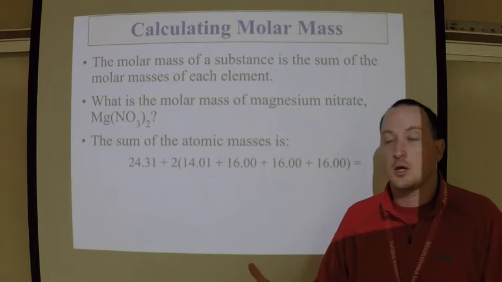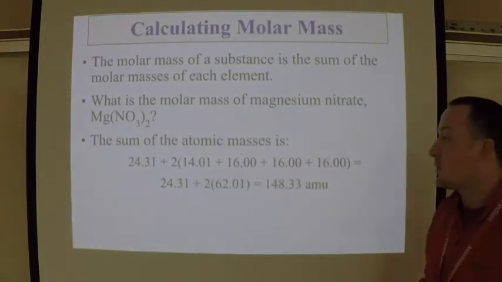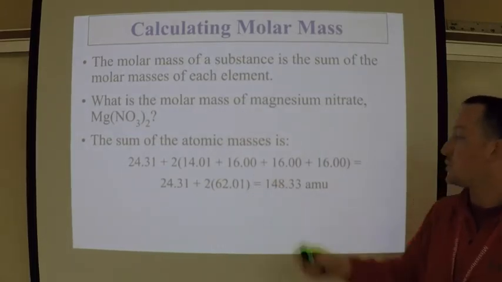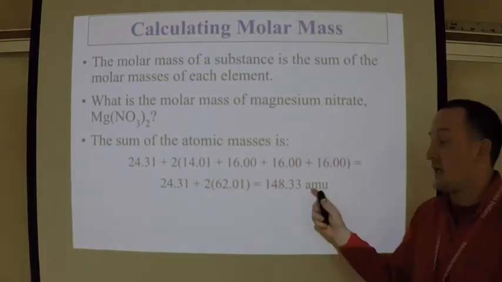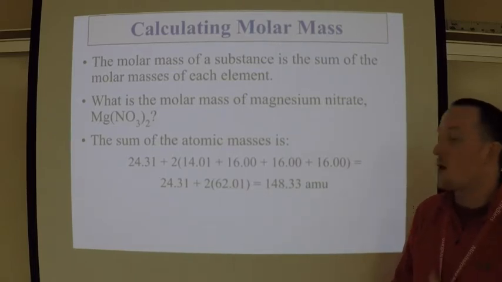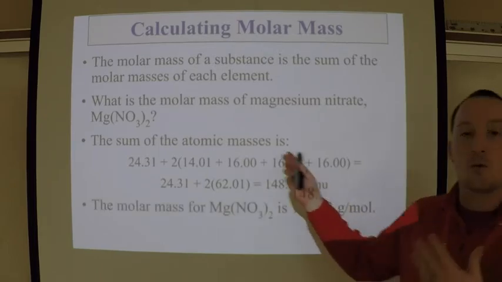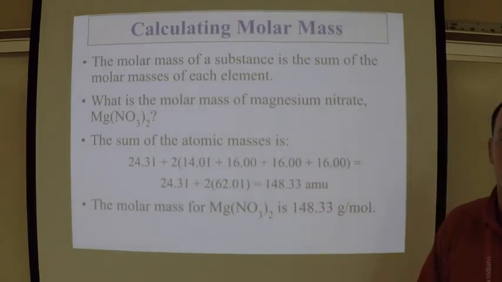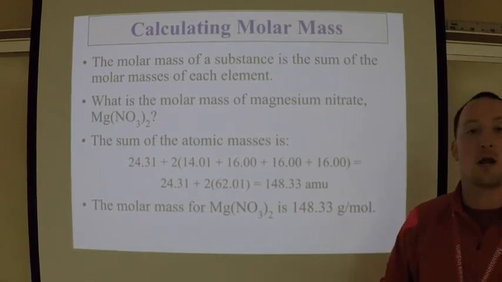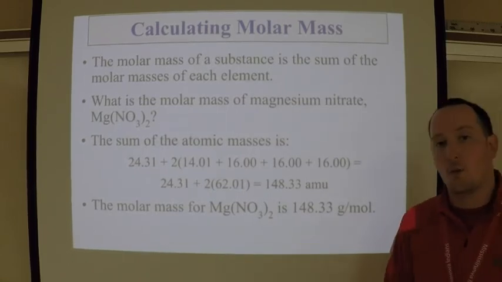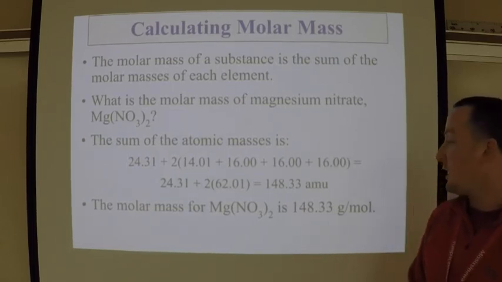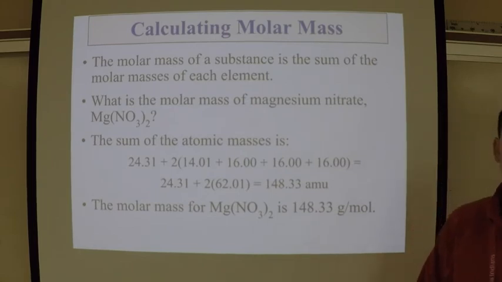Either way you do it, you should get that the molar mass would be 24.31 plus 2 times 62.01, which would give me 148.33 AMUs. You don't really need to know necessarily what AMU means, but what that does mean is that the molar mass of magnesium nitrate is 148.33 grams per mole. In other words, if I had 1 mole of magnesium nitrate, it would weigh 148.33 grams.